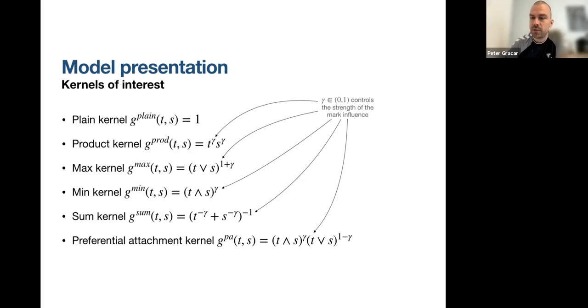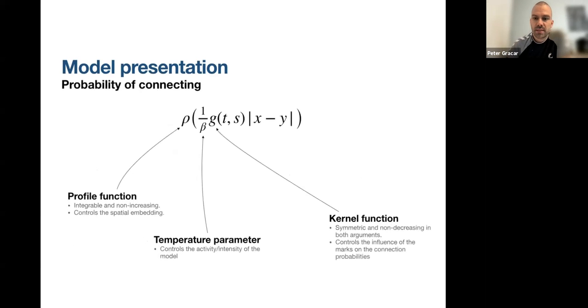We have the sum kernel, which is tightly related to the Boolean model, as we will see in a slide or so. And then there's the preferential attachment kernel, where, as the name implies, we end up with graphs that are of the preferential attachment type, meaning very powerful old vertices connect much better than very young vertices. So that's as far as I want to tell you about the kernel function.